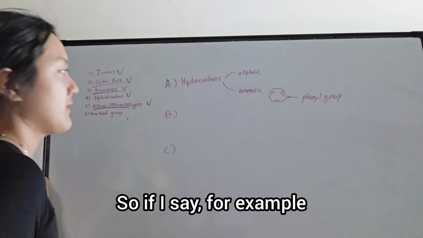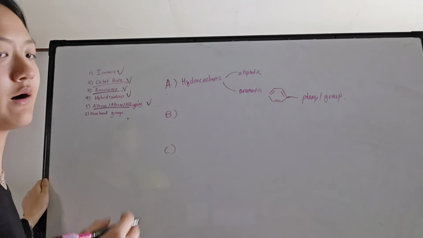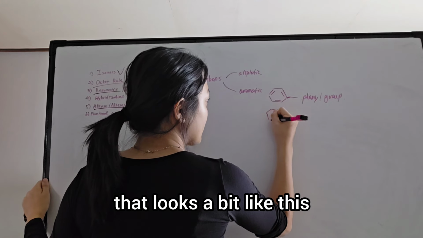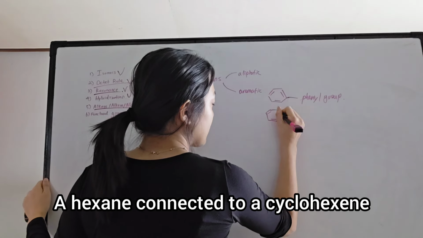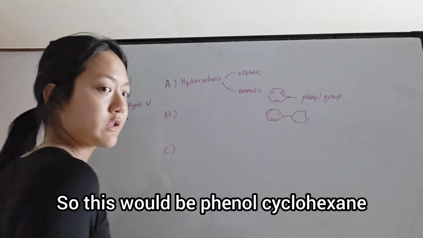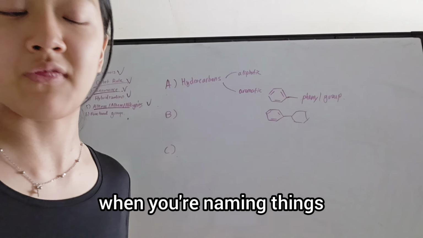So if I say, for example, phenyl cyclohexane, then I might have something that looks a bit like this. A hexane connected to a cyclohexane. So this would be phenyl cyclohexane. So that helps you when you're naming things.